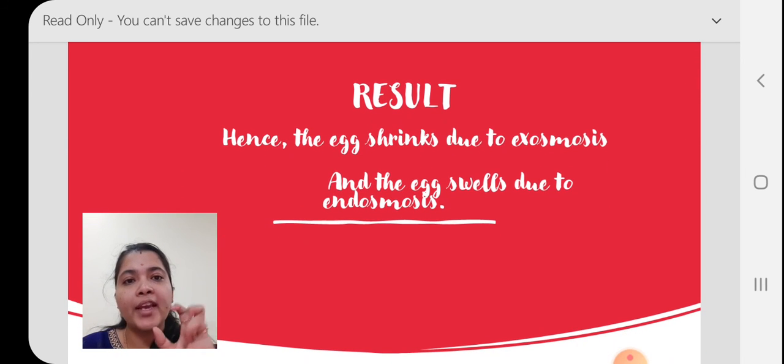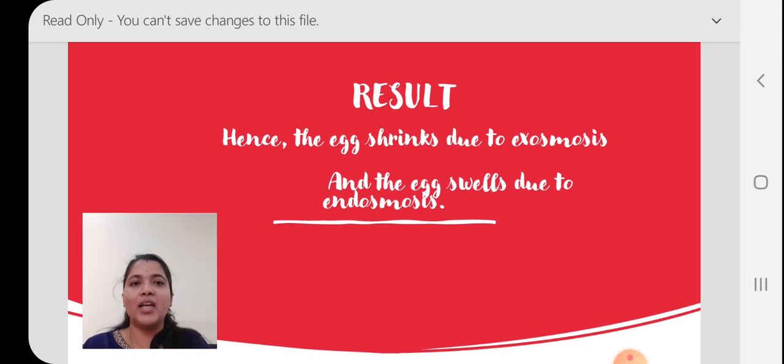Coming to the result, why is it happening? The egg shrinks due to exosmosis because water is going out of the cell. Osmosis is from less concentration to more concentration through the plasma membrane. Salt solution is more in concentration, so the water is oozing out, that is exosmosis. And the egg swelling in tap water is endosmosis. The concentration is more in the egg, so the tap water is coming inside the egg. It is nothing but movement of solvent molecules from less concentrated solution to more concentrated solution. So here it is coming inside, which is endosmosis.